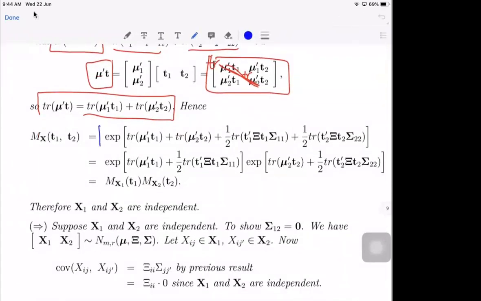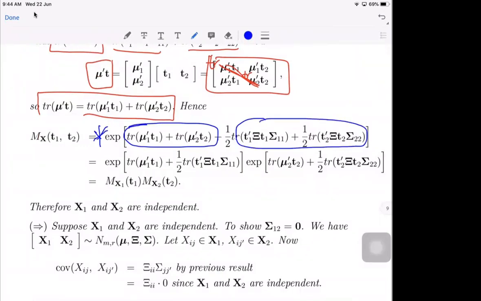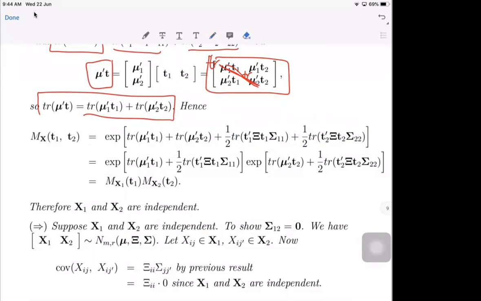So, substitute it here. Mao ni ang trace of mu hat t. Mao ni ang trace sa t prime psi t. But then again, this is the exponential of the sum. So you can always write it in this manner. So it means that if you scrutinize this, this is actually the marginal moment generating function.